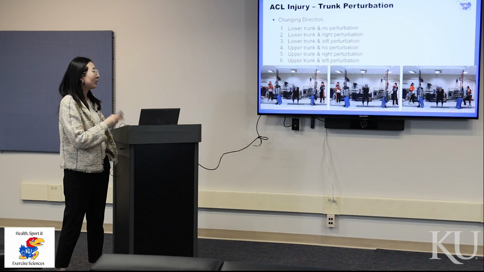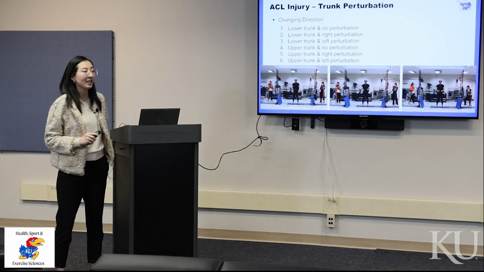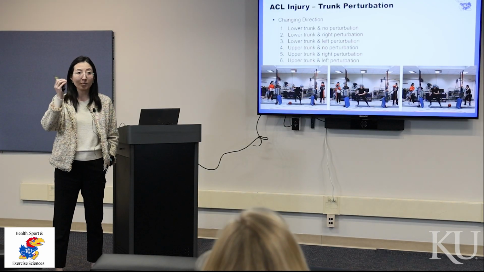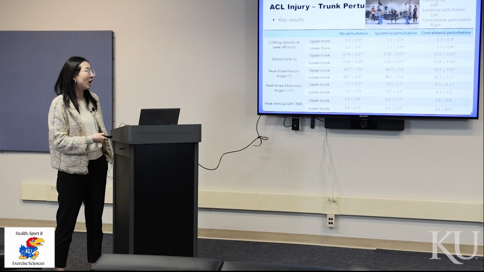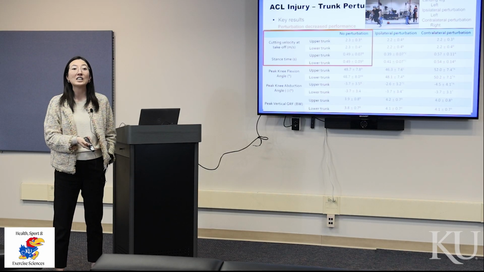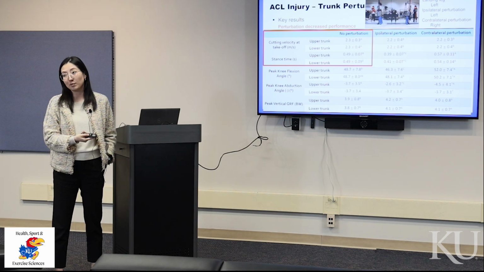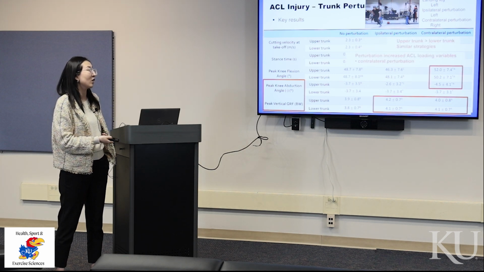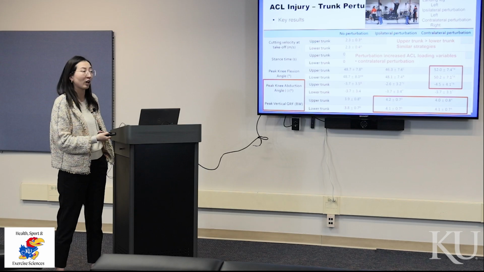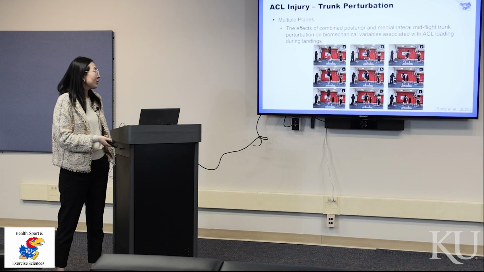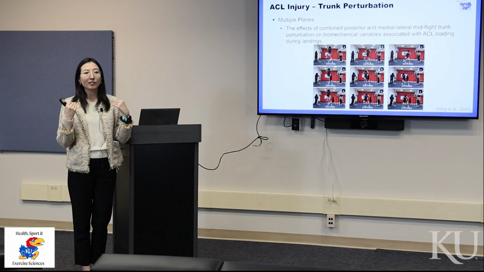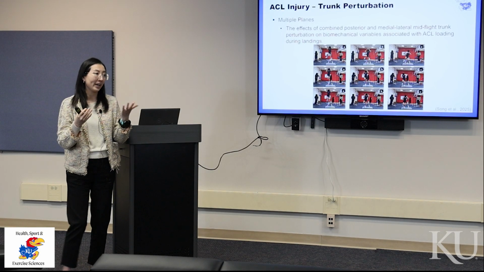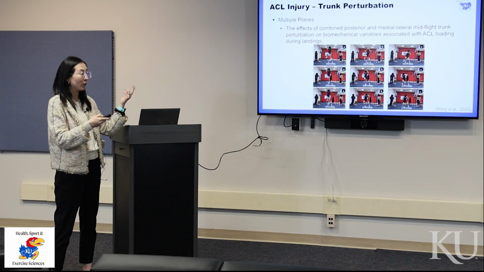And then we had a similar finding with the cutting study. They did a double leg jump, single leg landing, and cutting in one direction. We found the perturbation, of course, decreased the performance. They won't be able to cut as fast as possible, and it also increased the ACL loading variables during landing. So then we did those single planes, sagittal and frontal. We thought, what else? Could we look at multiple planes?